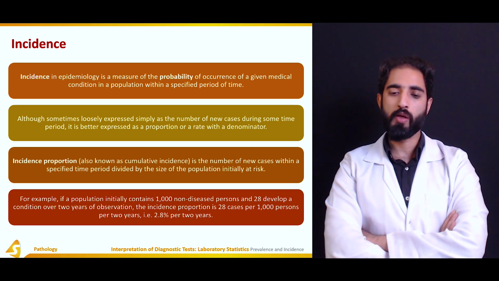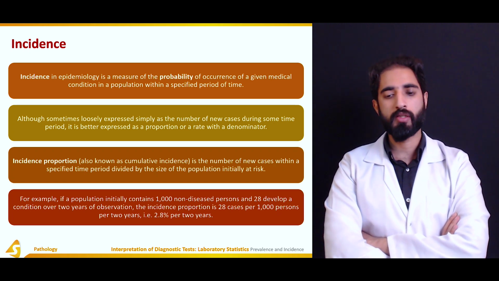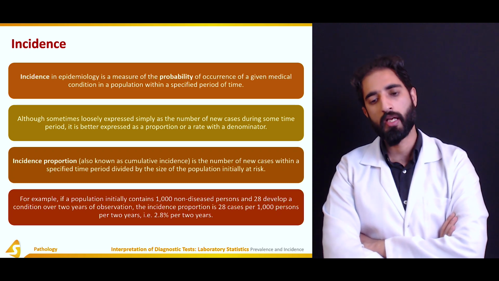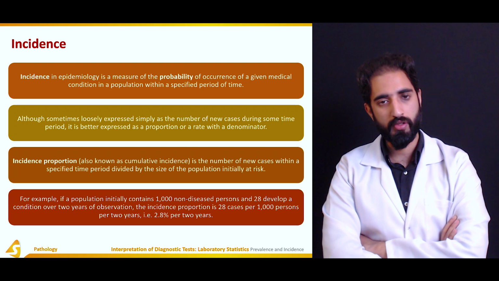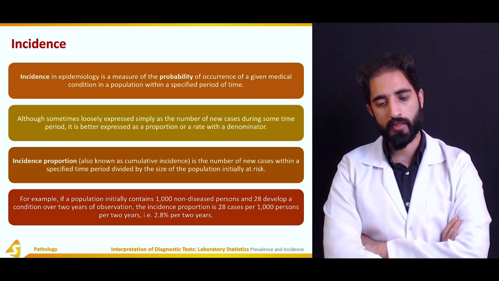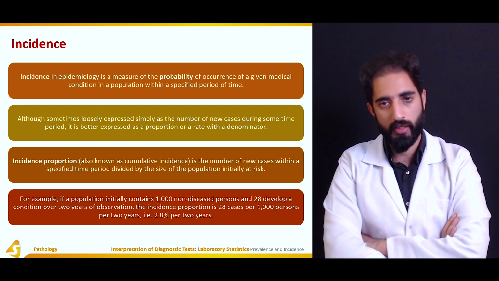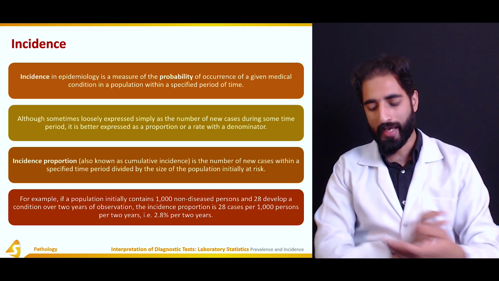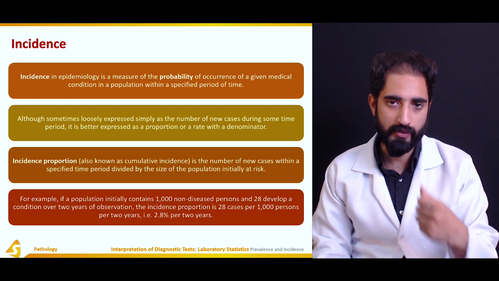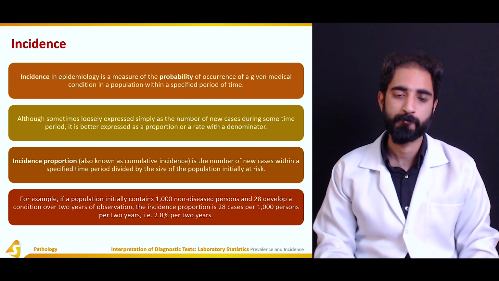So what we do is divide 28 by 1,000 and then multiply it by 100, and that would give us the incidence for the last 2 years, which is, for example, 2.8% per 2 years. So that is incidence. It is focusing on the new cases, newly diagnosed cases.